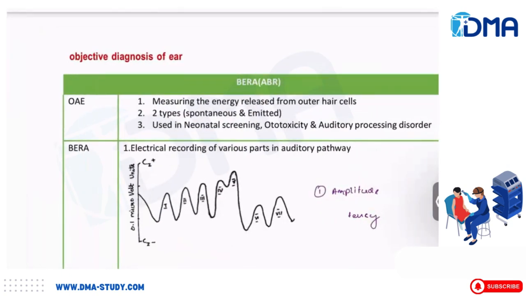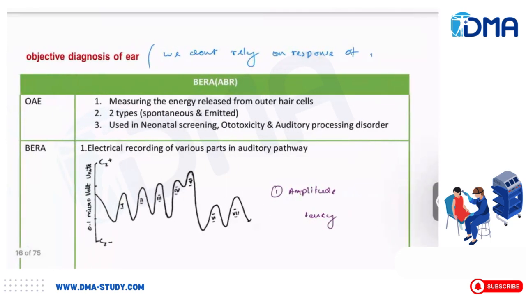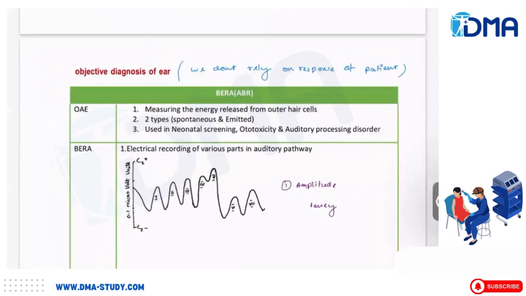What is the major difference between subjective diagnosis and objective diagnosis? In subjective diagnosis, you give a sound signal and ask the patient whether they are hearing it or not. So we are relying on the response of the patient. That is called subjective diagnosis. That is pure tone audiogram and tuning fork tests. All of them are subjective diagnosis. In objective diagnosis, we don't rely on the response of the patient. That is called objective diagnosis of hearing.